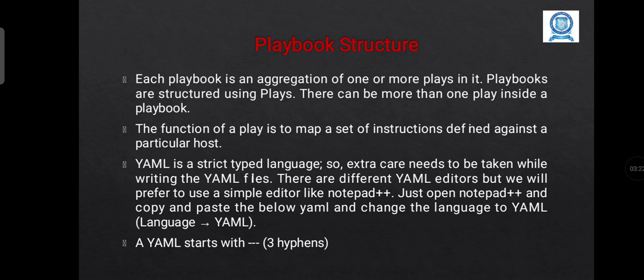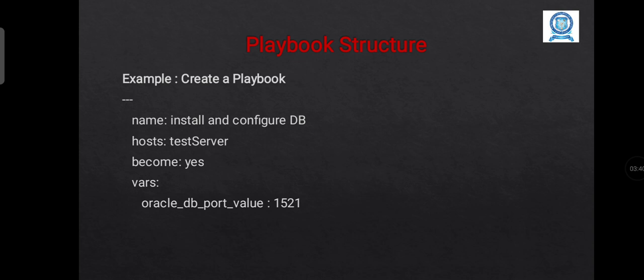There are different YAML editors, but we prefer to use a simple editor like Notepad++. Just open Notepad++, copy and paste the below YAML file, and change the language to YAML so that we can apply it as a playbook. YAML starts with 3 hyphens, as we told. This is an example of another playbook where the task is to install and configure the database, and not for all the hosts, where we have mentioned the host only. This has to be applied for the test server.